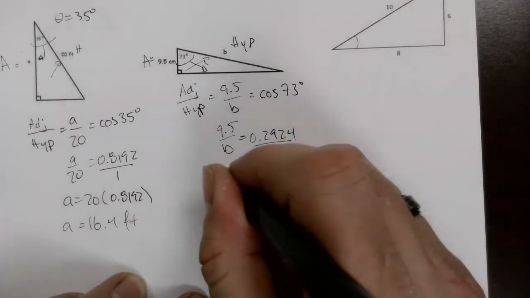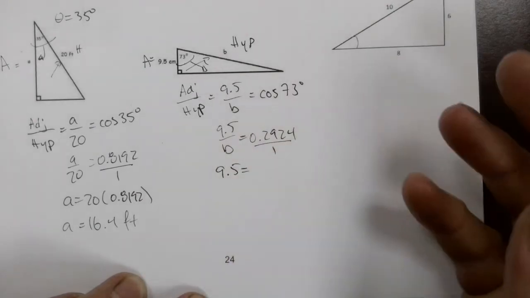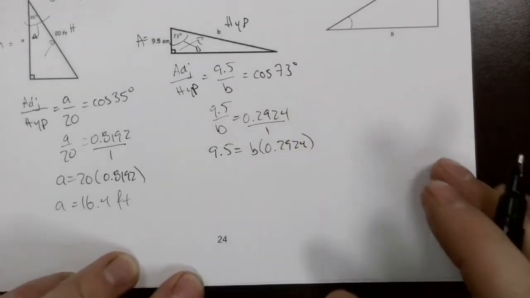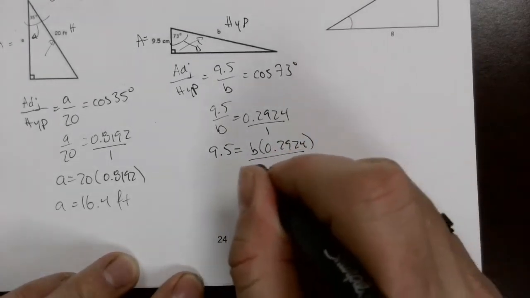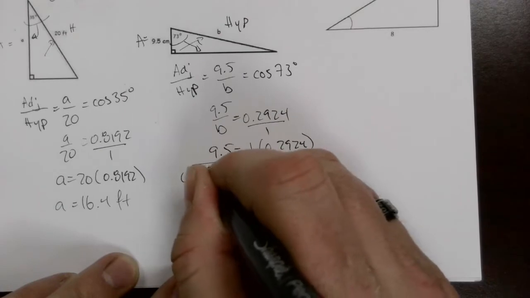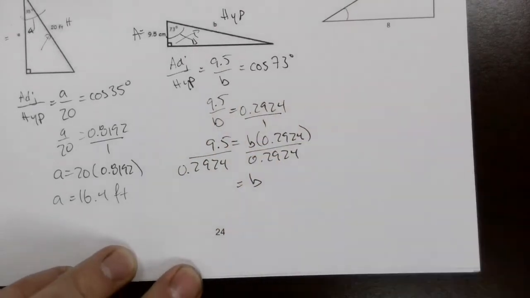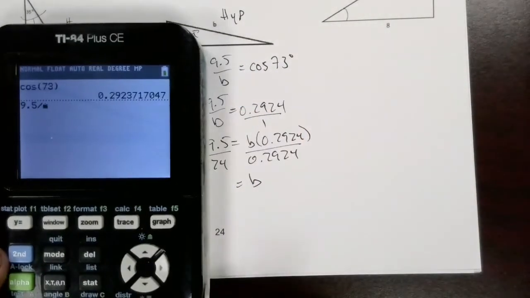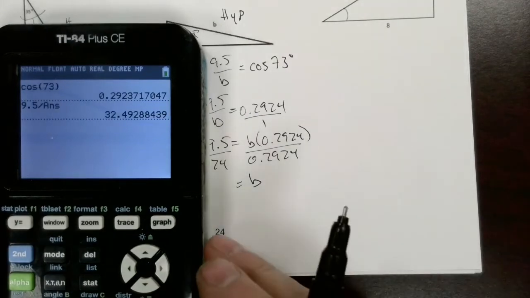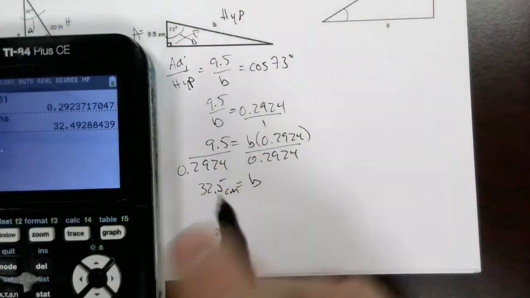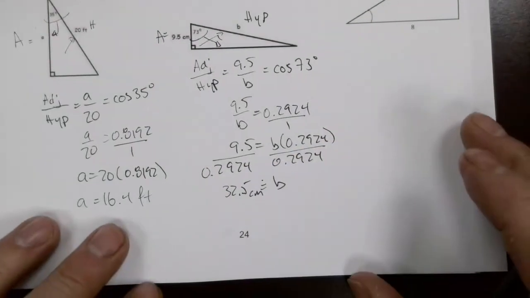I can always think of that as over 1. And now I'll cross multiply. So 9.5 times 1 is just 9.5. This will be b multiplied by 0.2924. Now, because the variable isn't by itself, I've got one more step. I have to divide by that coefficient, 0.2924. So here, it will be 9.5 divided by that number that I just came up with, divided by the answer that I just found. And I'm going to get 32.5 centimeters, and roughly, I'll put a little dot over that to indicate that I rounded there.